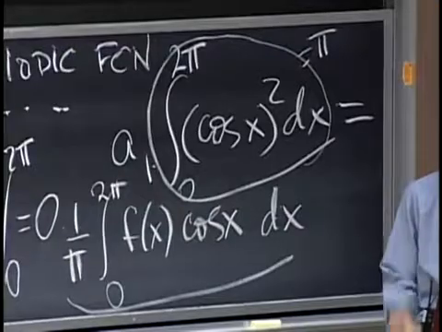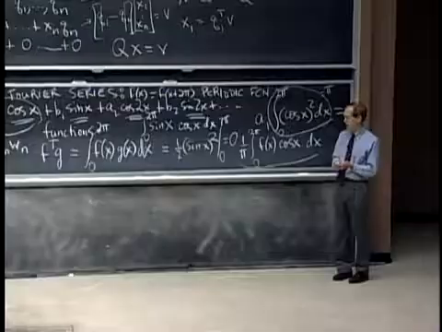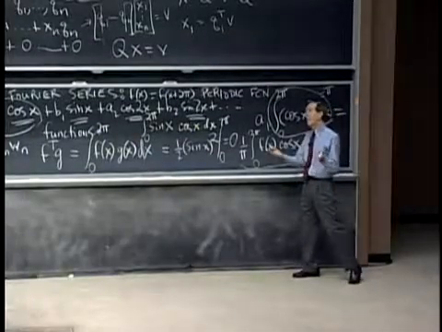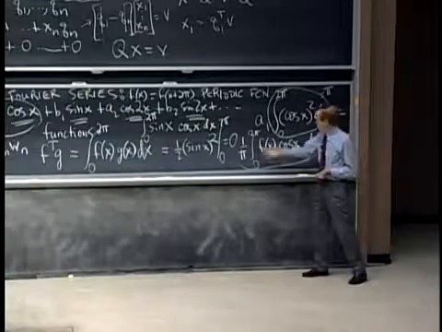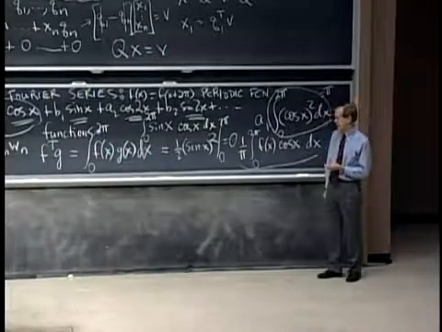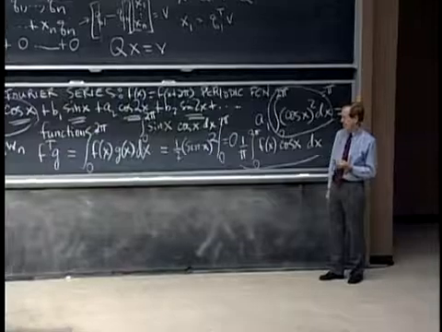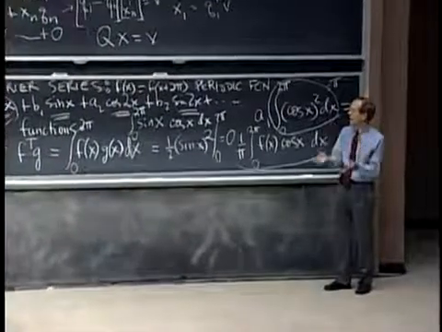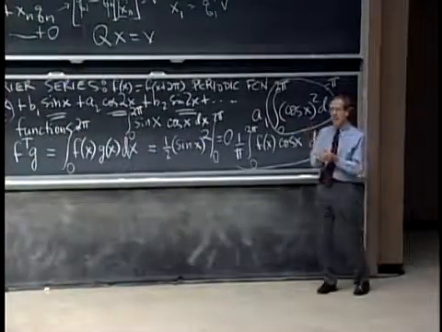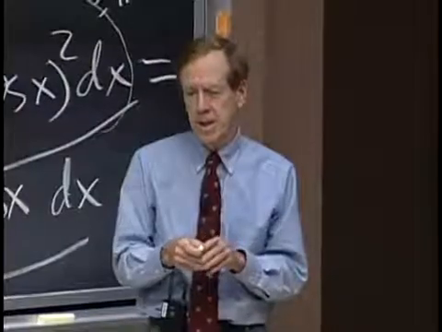So there is actually, that's Euler's famous formula for, or maybe Fourier found it, for the coefficients in a Fourier series. And you see that it's exactly an expansion in an orthonormal basis.